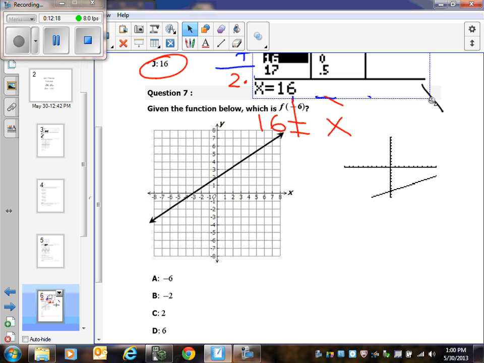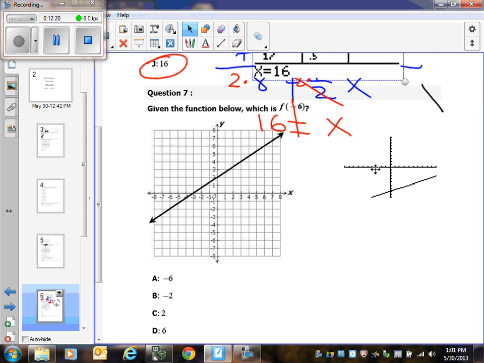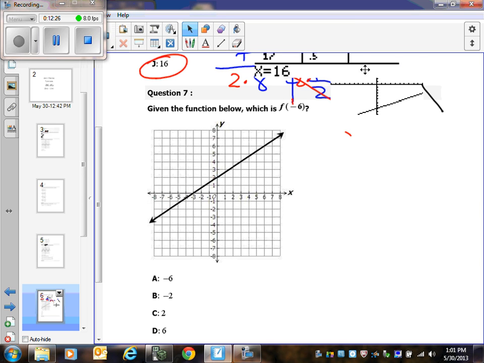And let's just get rid of pieces of this. Kind of went over into my other problem. And I'm just going to push this one up.